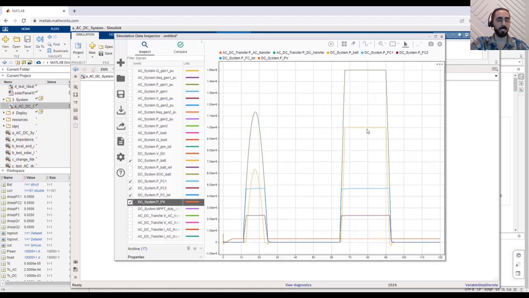The battery is kicking in, and there's a limit on the power of the battery. So the power transfer limit is 1.5. So we are limiting the battery power. So we are seeing the correct behavior, but for meeting the demands, we need to make some changes because the PV power is very small in here.